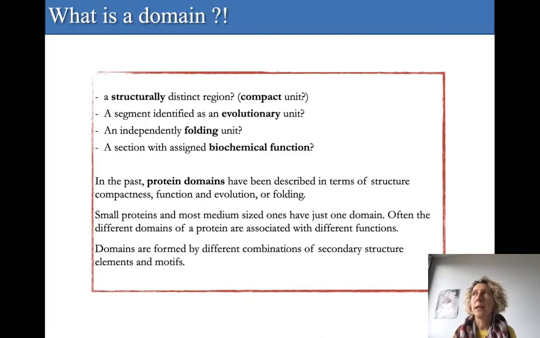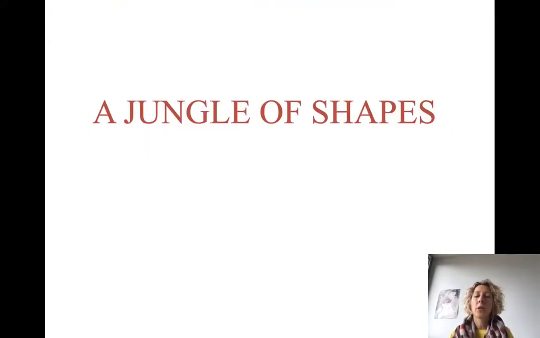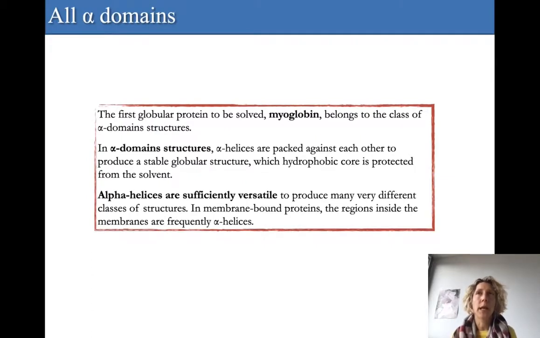One thing that we can say is that in any case, a domain will be formed by a combination of secondary structure elements, so a special connectivity of these elements and motifs. There is basically a jungle of shapes, and the classification of protein structures is based on these assemblies, combinations of secondary structure elements. The most basic level is just the composition in secondary structure elements. You can be all alpha, all beta, a mix of the two, either a mix of the two separated or a mix of the two alternating, okay?